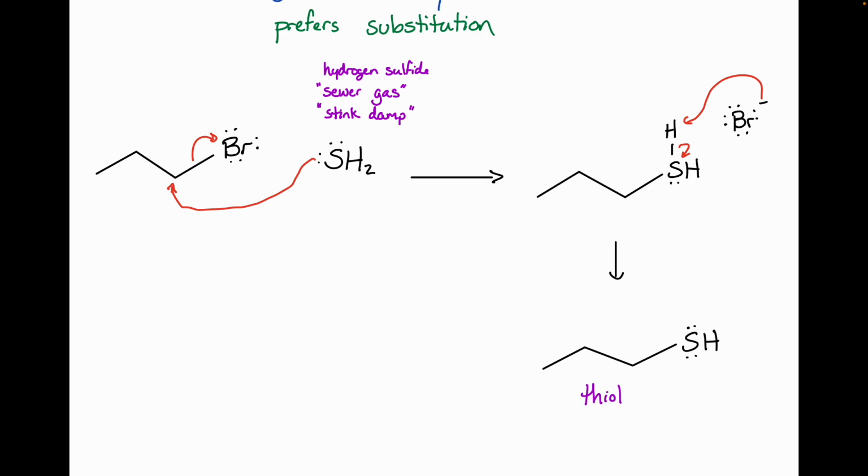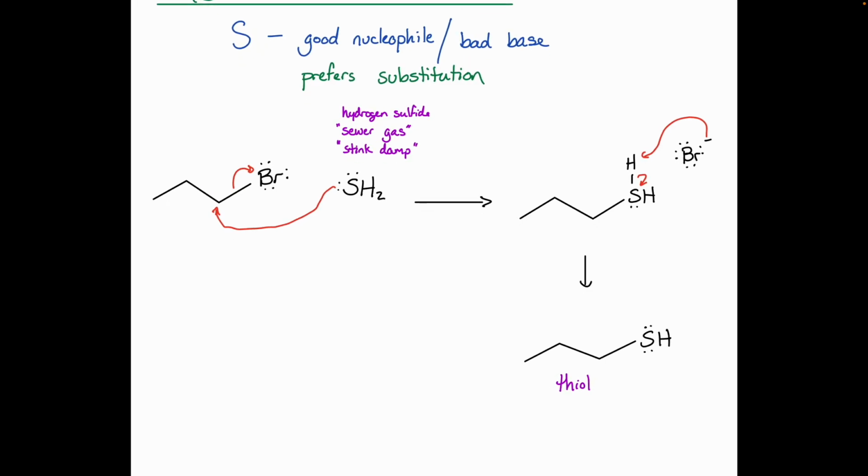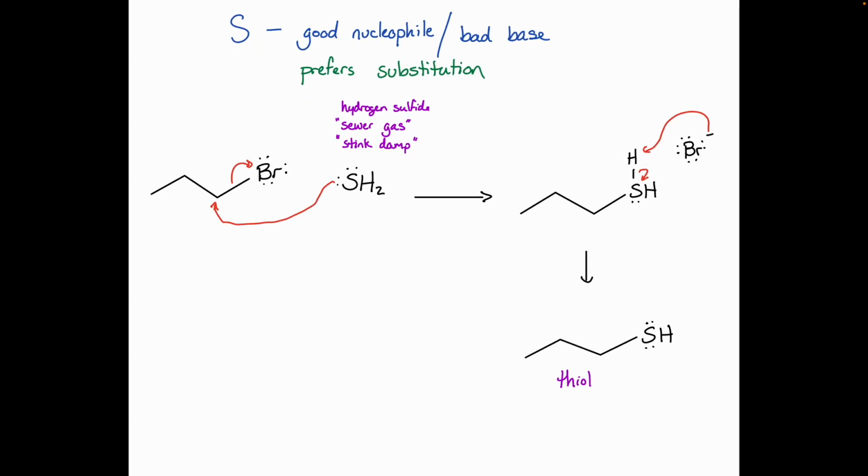All right, but it turns out that if you want to prepare thiols, this is a terrible way to do it. Because again, what do we say about sulfur? It's a really good nucleophile. So as soon as we create this thiol here, what is it going to do? It's just going to turn around and react with another one of our alkyl halides. The sulfur doesn't stop being a good nucleophile just because it's attached to a carbon here.